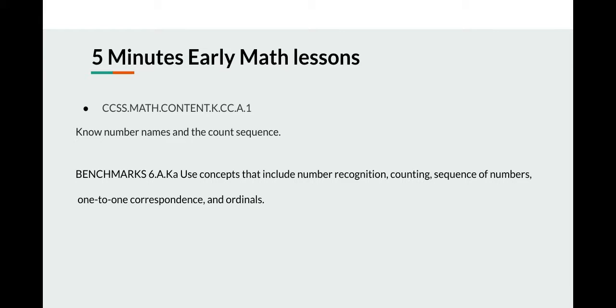So today, we will be basing our lessons on knowing number names and count sequence for your child. We can use concepts that include number recognition, counting, sequence of numbers, one to one correspondence, ordinal and cardinal numbers. The scope of this activity that we're going to do today is to compare numbers in a fun way. Through this activity, one to one number correspondence, visual representation of numbers with quantity, which could be any counters or objects, logical thinking about numbers, and what numbers represent will be focused on.